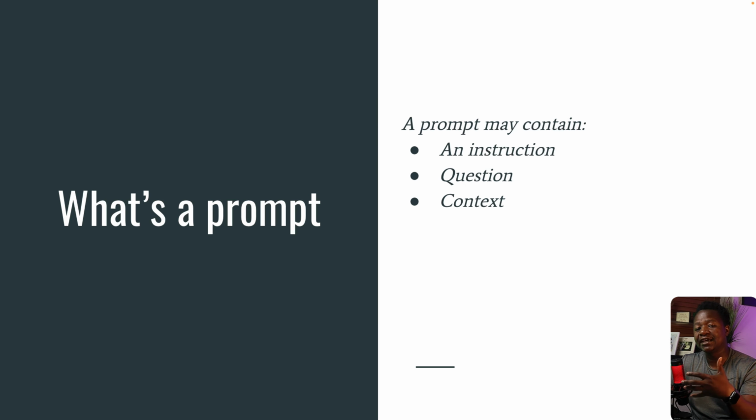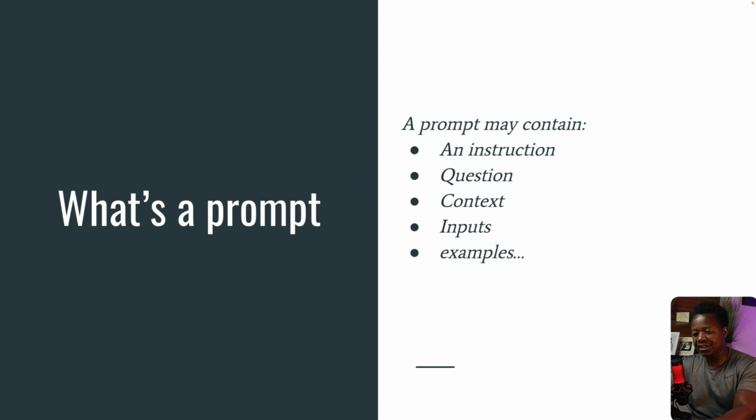Okay, it also can contain context. Now, context is very important because the more information that you give to it, the better results you get. So ChatGPT has to understand which context you are giving it so that it gives you the result that you want. We'll talk about that. And also, they may contain inputs as well as examples.